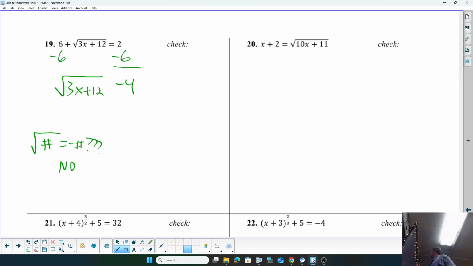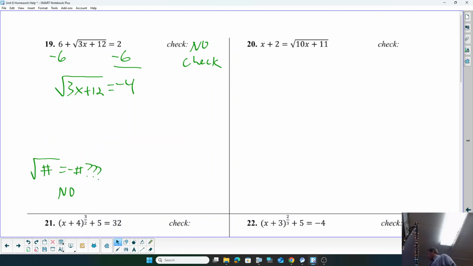No. So you probably don't even need to check because it's no solution, right? Because 2 minus 6 is negative 4. We're going to show you why it's not going to work. You can see in the very beginning that the square root will never yield a negative number.